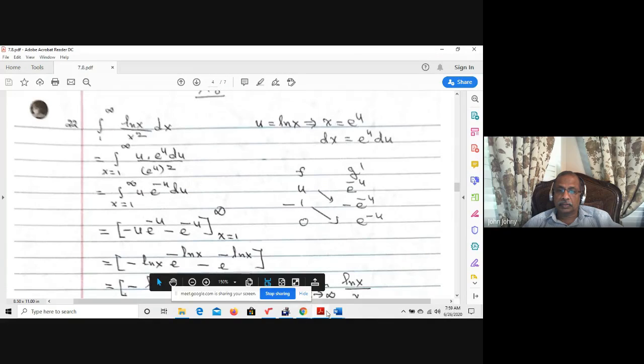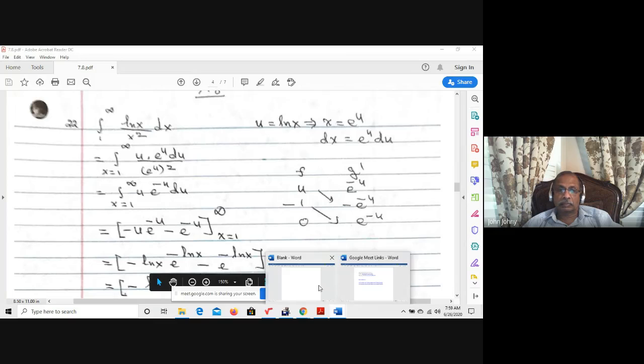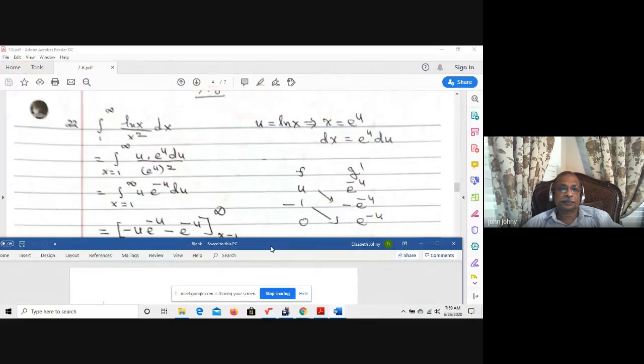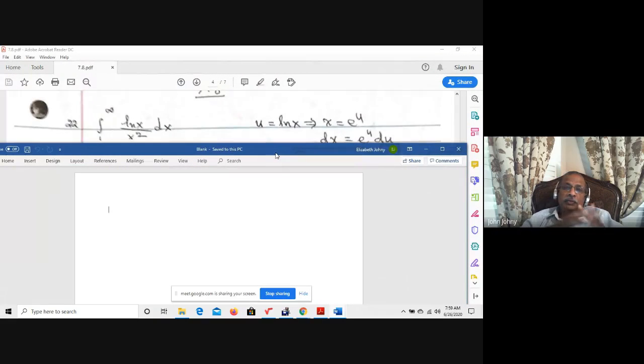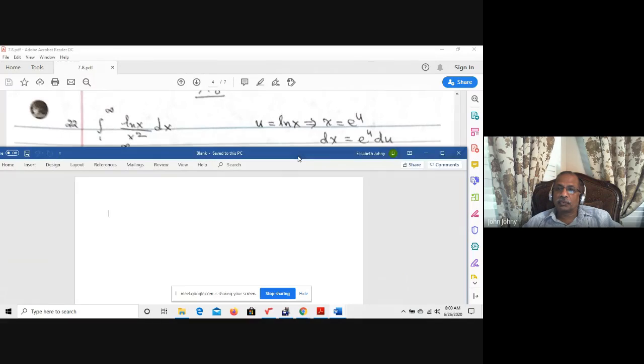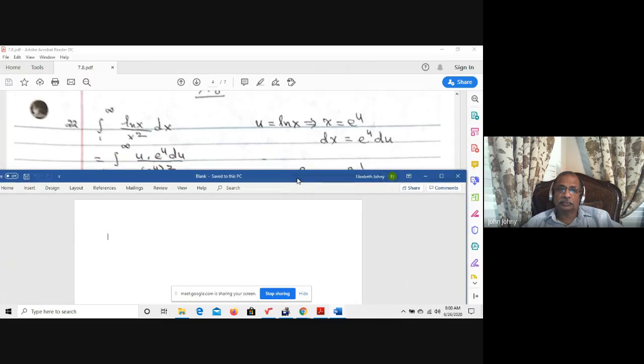Question number 22. Integral 1 to infinity natural log of x divided by x square. Let us do a substitution. u is equal to natural log of x. So x is equal to e to the power of u. dx is equal to e to the power of u du.